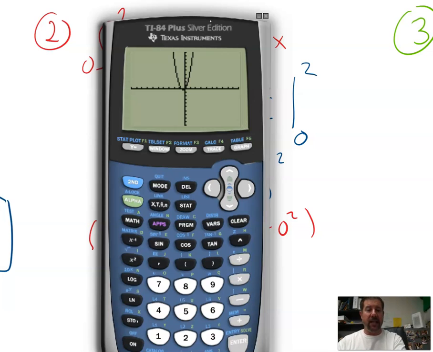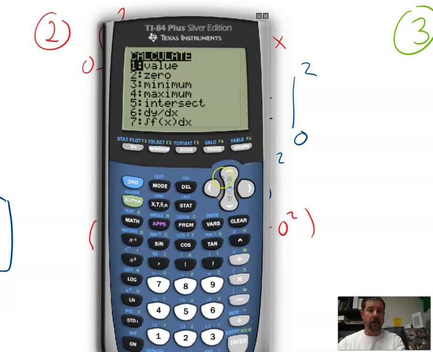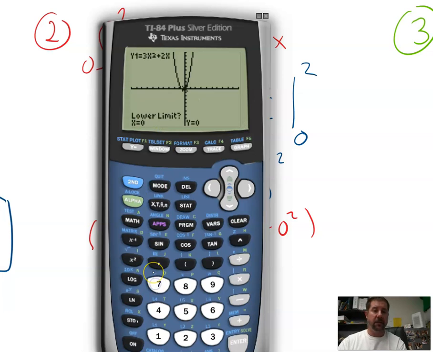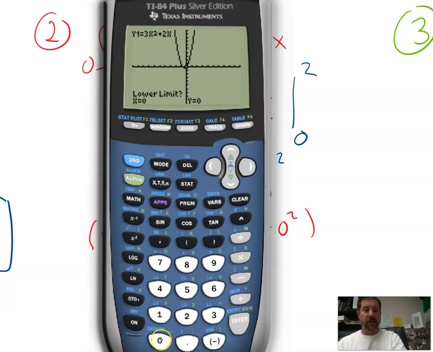Now, to evaluate the integral, go to second, calc. If you go down to number 7, you'll see it has the integral symbol there, the integral of f of x. Now it'll ask you for the lower limit. You'll tell it we are going from 0. Enter. It'll ask you for the upper limit. You'll say 2. Enter. And then it'll actually shade in the area under the curve. And it'll tell you, hey, the integral from 0 to 2 of f of x dx is 12.